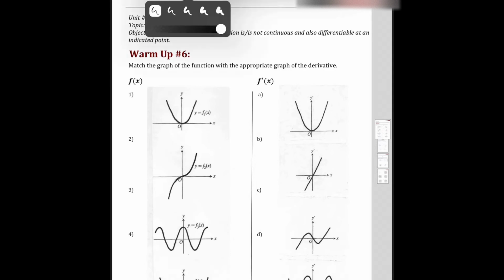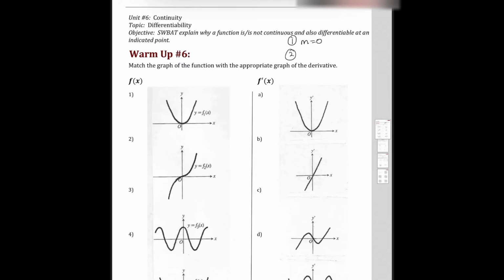So anytime you are looking for the graphs of your derivative, I'm going to say two things. Look for where m is equal to 0, where its slope is 0. And then look where it's increasing and decreasing. If it's increasing, the derivative's graph will be above the x-axis. And if it's decreasing, the derivative graph is below the x-axis. So that's how it's going to help you find out the answers.